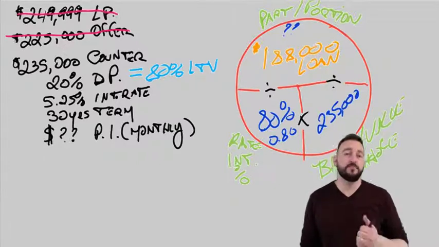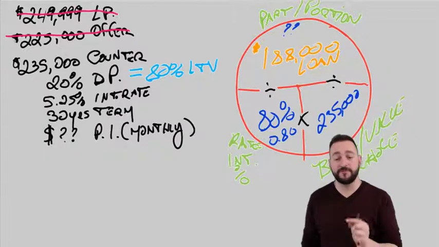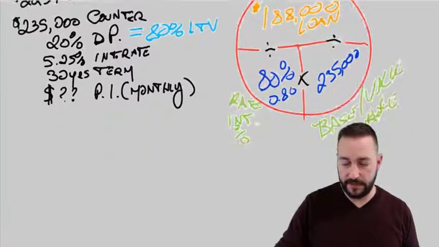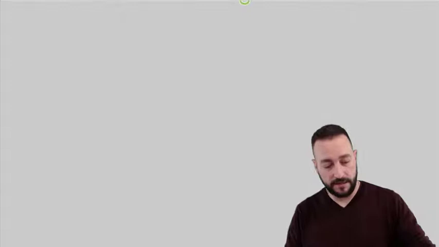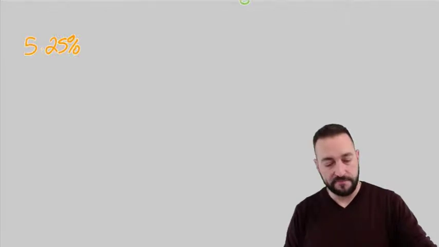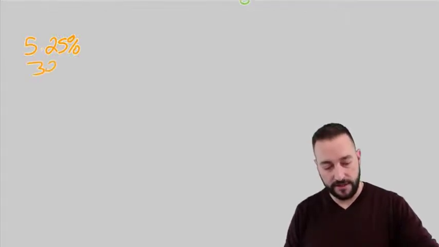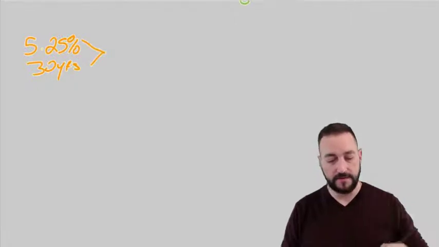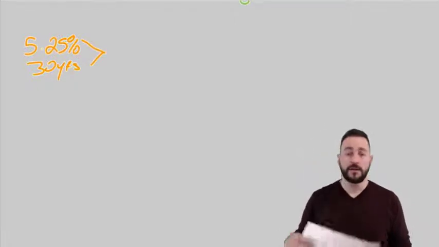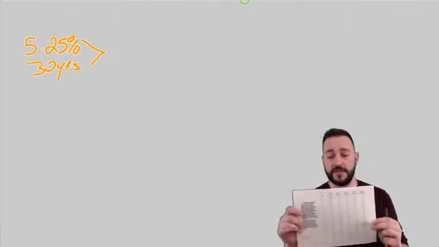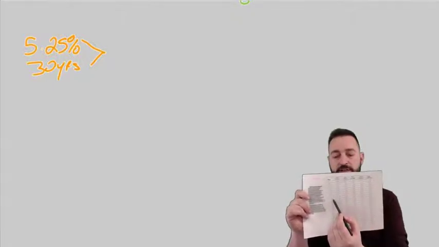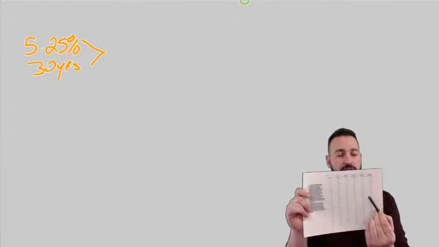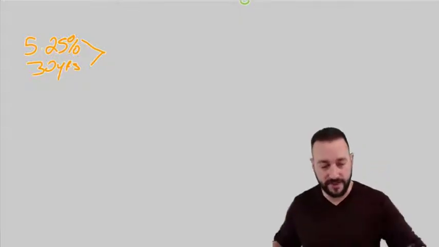Now, how do we calculate principal and interest? It's with the loan amount. That's the first thing we do. Okay, so now that we got that out of the way, we need to do something very important. We have 5.25%, that's your interest, and we have 30 years. We're going to go into this amortization table, and you're going to see we pick the rate first, and if we scroll down to 5.25 and go to the right to 30 years, there's a number here, and this number is 5.53.